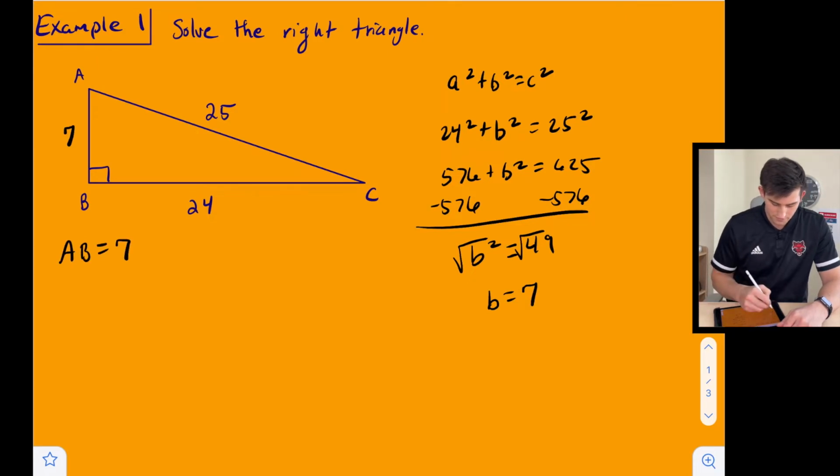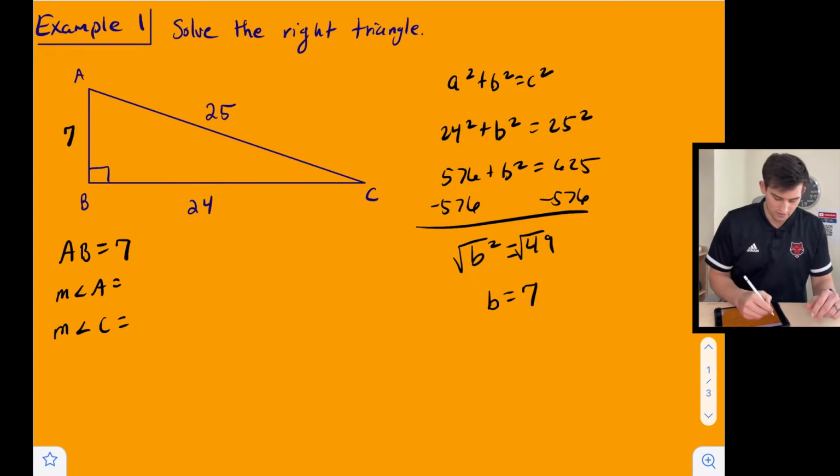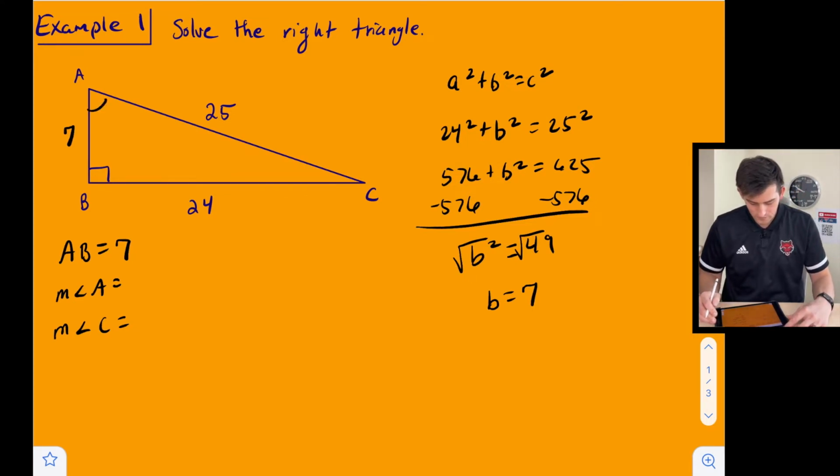Okay, and now we need to find the measure of angle A and the measure of angle C. We don't need to find the measure of angle B because it has a right angle box, so we know it's 90 degrees. All right, so now let's pick a trig ratio. Let's start by finding angle A. Now for angle A, we have options, right? We could use sine, we could use cosine, we can use tangent, the inverse of any one of those three, it does not matter. So let's just use sine.